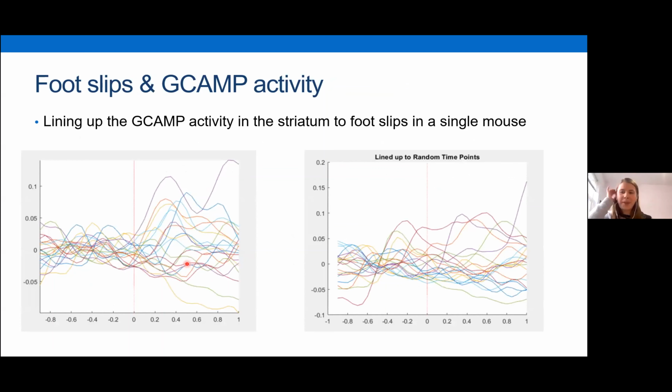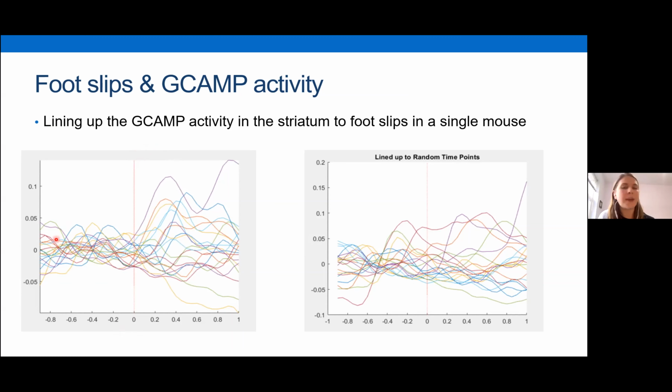And then the last thing I'll mention, which I'm working on right now, is now bringing the GCaMP data back in and looking at the activity in the striatum. And one thing I'm working on is lining up the GCaMP signal to the foot slips. So this is an example from one mouse. The red line is when a foot slip happens.